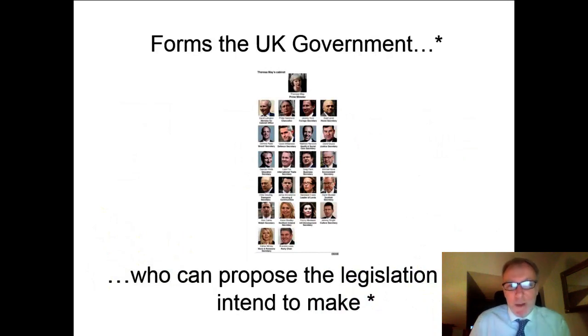Anyway, if they're invited to do so, they form the UK government. And interestingly enough, last time I did this, there was a picture of a whole load of people sitting around a table. This time you just seem to get on the government website a list of faces. That's probably because it's easier to replace them. And what the UK government does is they can propose legislation they intend to make. They are the executive. They propose legislation which is then introduced to the Houses of Parliament. However, they're not the only route. Occasionally you get parliamentarians themselves by a ballot, I think it is.